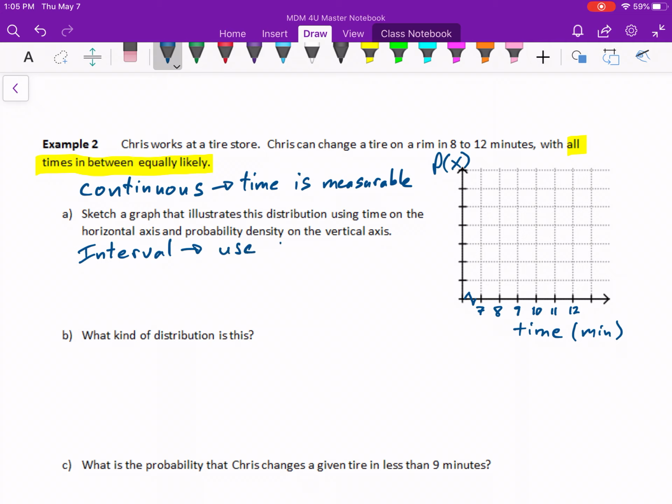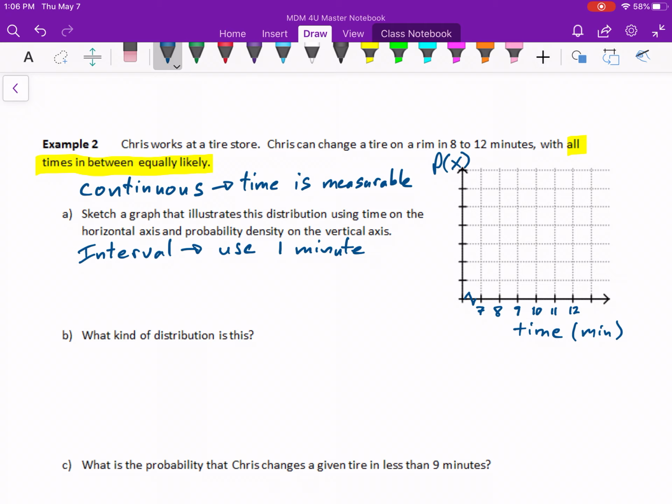Use 1 minute intervals for this case. That's not always going to be the case, but in this example, let's break things up into 1 minute intervals. All right, so all the times that it took him to change a tire in 8 to 9 minutes would go together. All the time it took him from 9 to 10 minutes would go together.